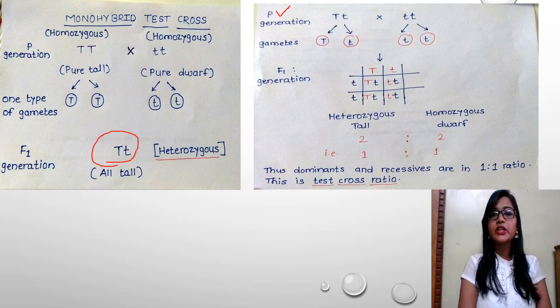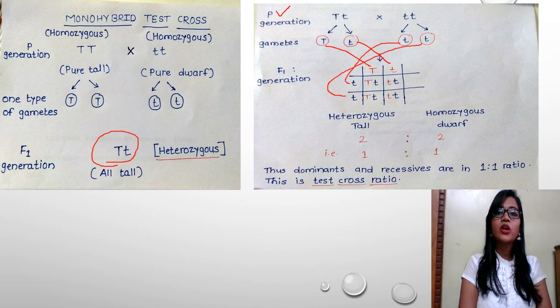Now in the F1 generation, what type of combinations will we get by plotting the gametes in the Punnett square? We will get this capital T, capital T. This is small t, small t. We are plotting the Punnett square, and this tall plant is crossed with this small t and small t. So what type of combinations do we get here?